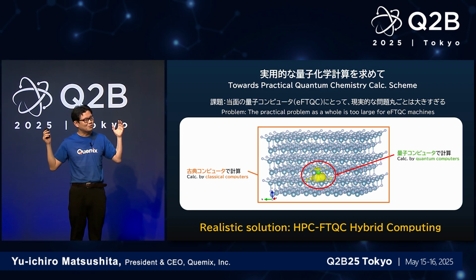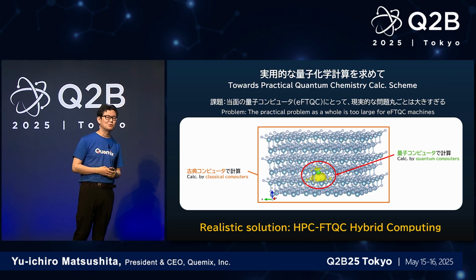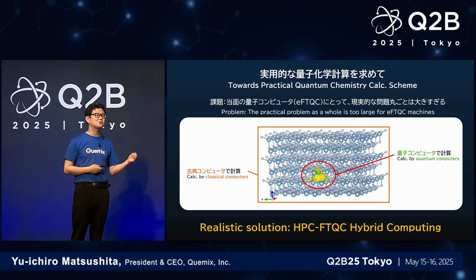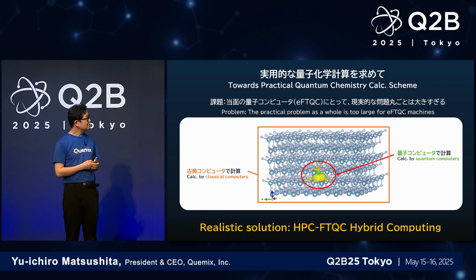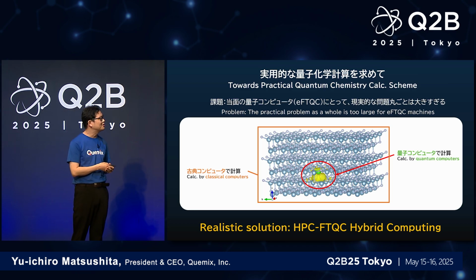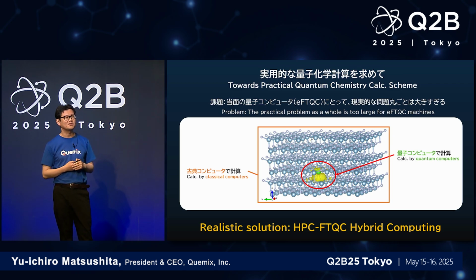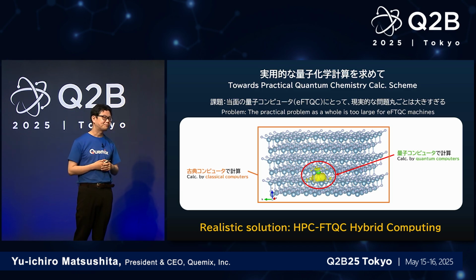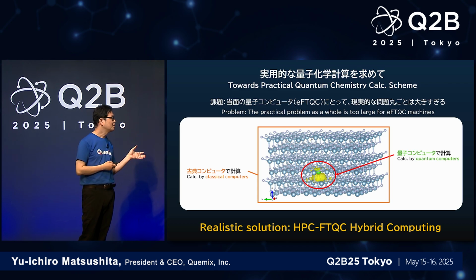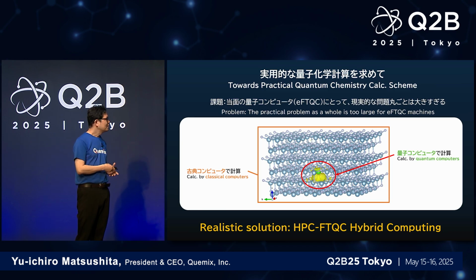200, 300, or maybe 500 atoms. This kind of scale of system, to be solved at high speed and high accuracy, is something that people want to solve. But unfortunately today, with early FTQC machines, it will be too big a problem if you try to solve the whole thing on the FTQC machines. 100 logical qubits cannot hold all these 300 atoms.